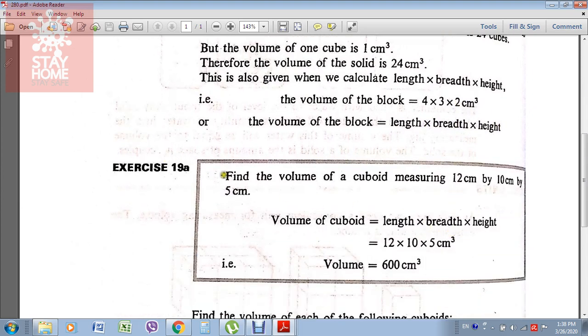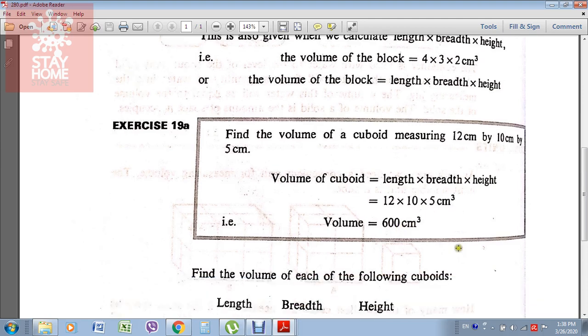Now there is an example: find the volume of the cuboid measuring 12, 10 and 5. What you will do, very simple, just multiply the values length, breadth and height. This is called the volume of the cuboid. 12 multiplied by 10 and multiplied by 5. 5 multiplied by 10 is 50. 50 multiplied by 12 equals 600. So the volume unit will be centimeter cube. Why? Because one cuboid is equal to 1 centimeter. Here the units given are centimeters. Whatever units are given here, you will use the cube of that unit in the answer.